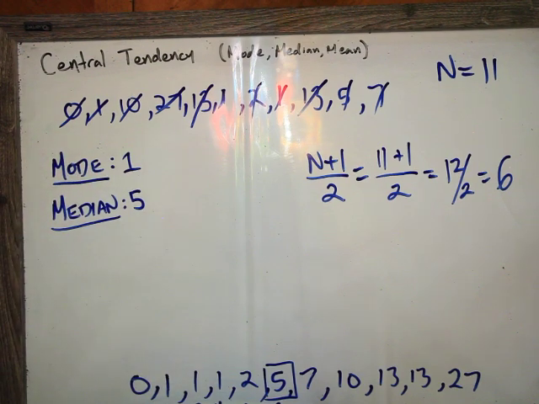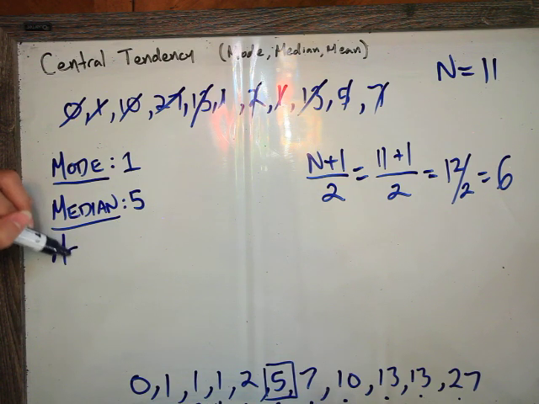5 is our median. We can check that by making sure that the same number of values are to the left as there are to the right of the median. So there are 5 numbers to the left of the median and 1, 2, 3, 4, 5 numbers to the right. So that's how we can check.